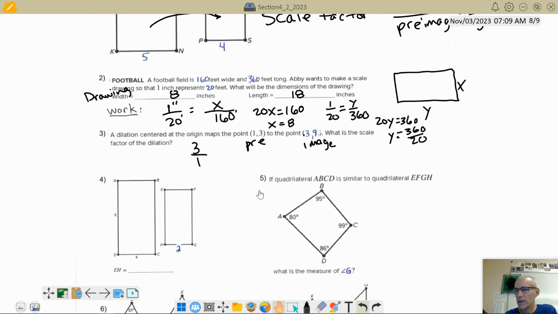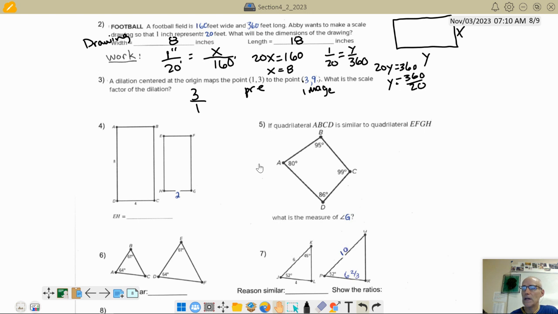The next one says, hey, how big is EH? If these two figures are similar to each other, probably should have put that right up here, that ABCD is similar to EFGH. The scale factor has to be the same, right? So we're dividing by 2, right, to get down to that side. So if I divide this by 2, I'm at 4. All right, so 4 is that one.